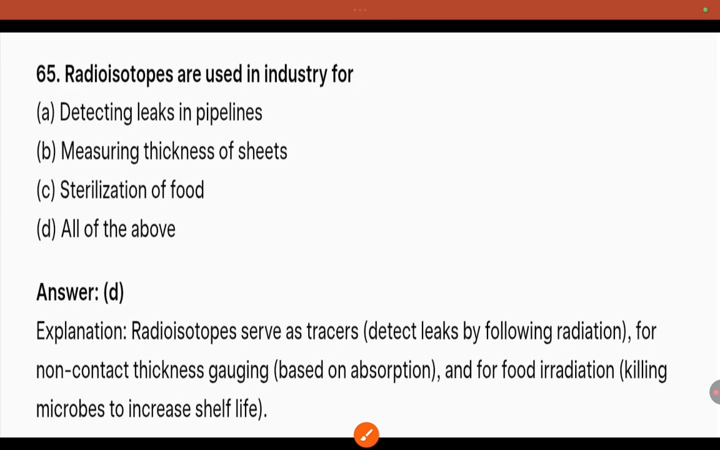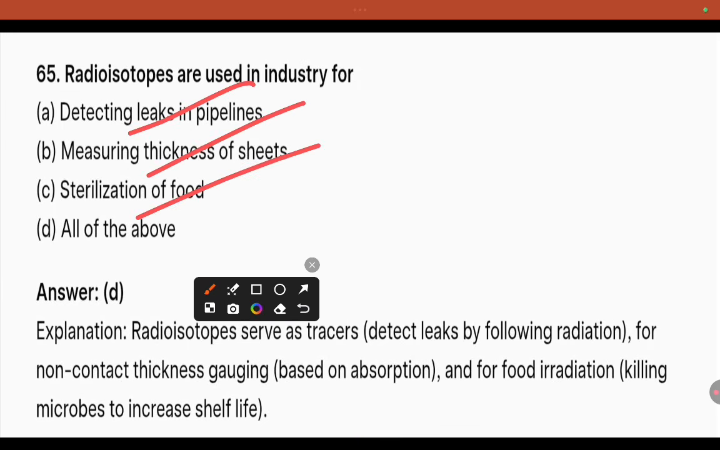Radioisotopes are used in industry for what? Detecting leaks in pipelines, measuring thickness in sheets, sterilizing food, all of the above. Yes, of course they are. Radioisotopes serve as tracers, detecting leaks by flowing radiation, for non-contact thickness gauging based on absorption, and for food irradiation, killing microbes to increase shelf life.